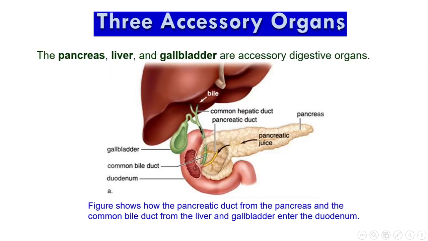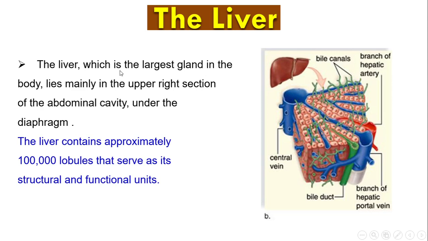Three accessory organs. The pancreas, liver and gallbladder are accessory digestive organs. This is the liver, this is the pancreas, the common hepatic duct and the pancreatic duct. The gallbladder stores the bile. And so the liver, which is the largest gland in the body, lies mainly in the upper right section of the abdominal cavity under the diaphragm.